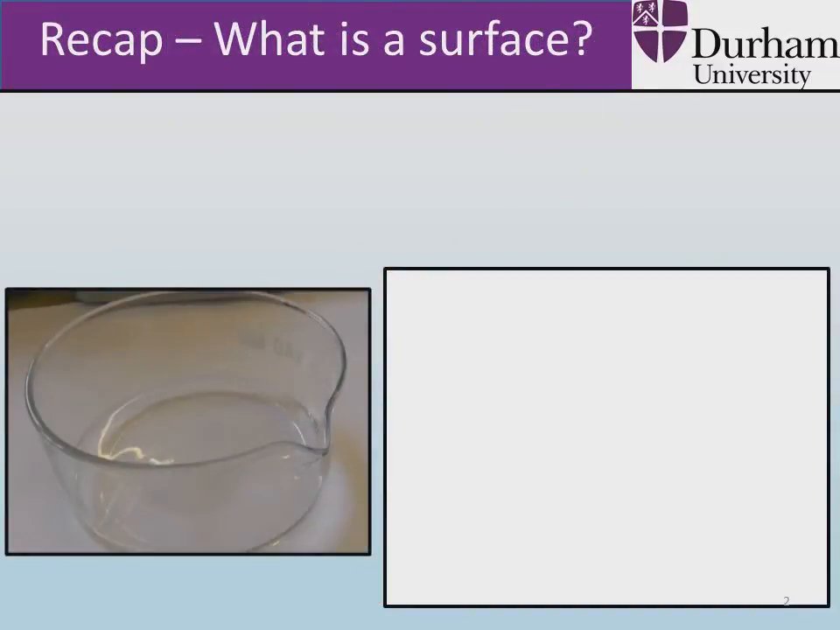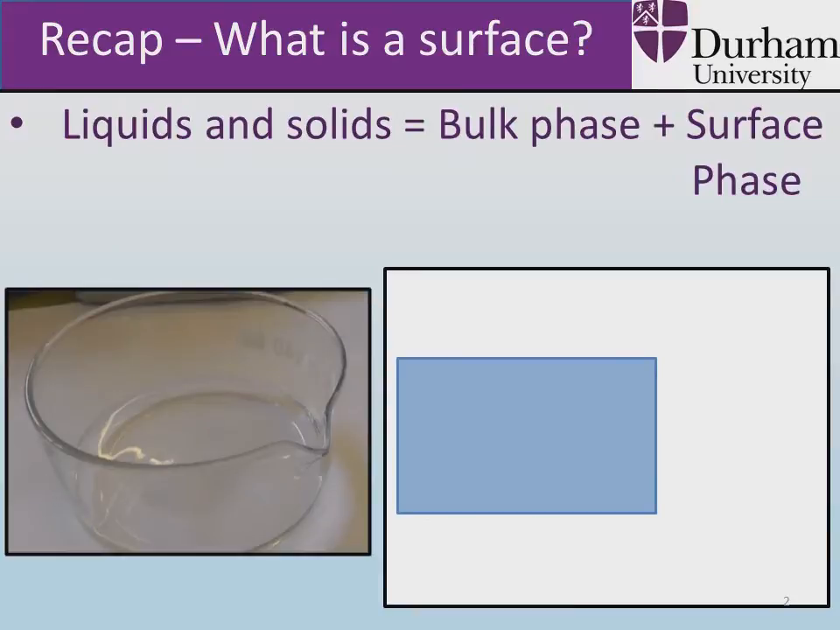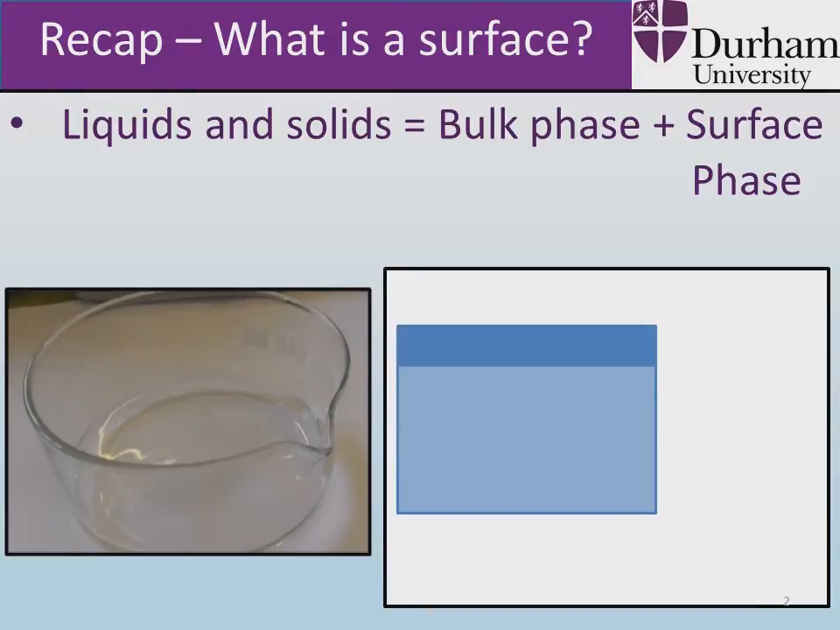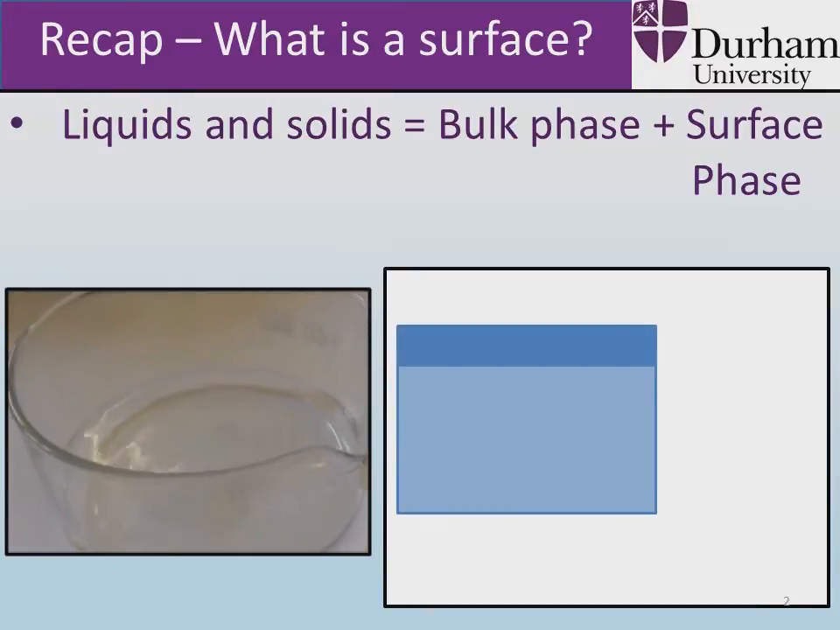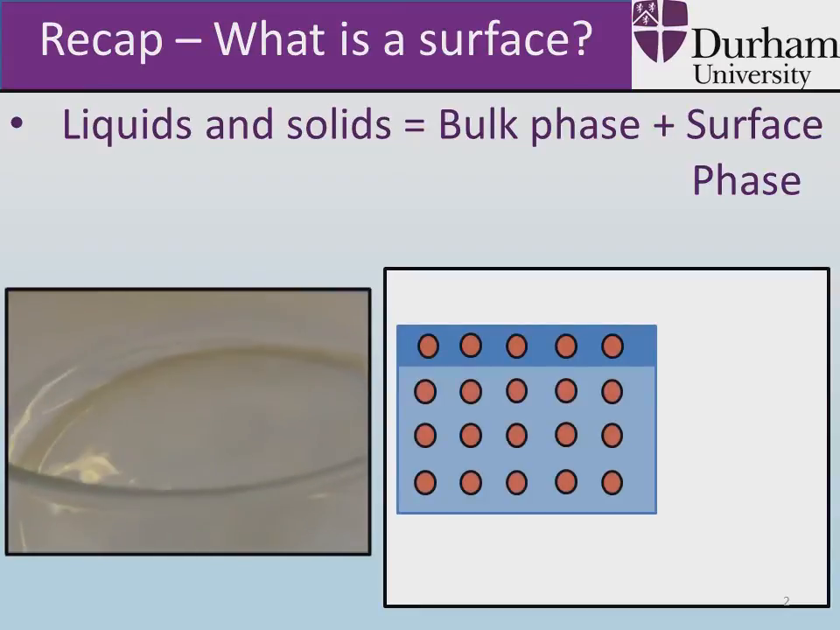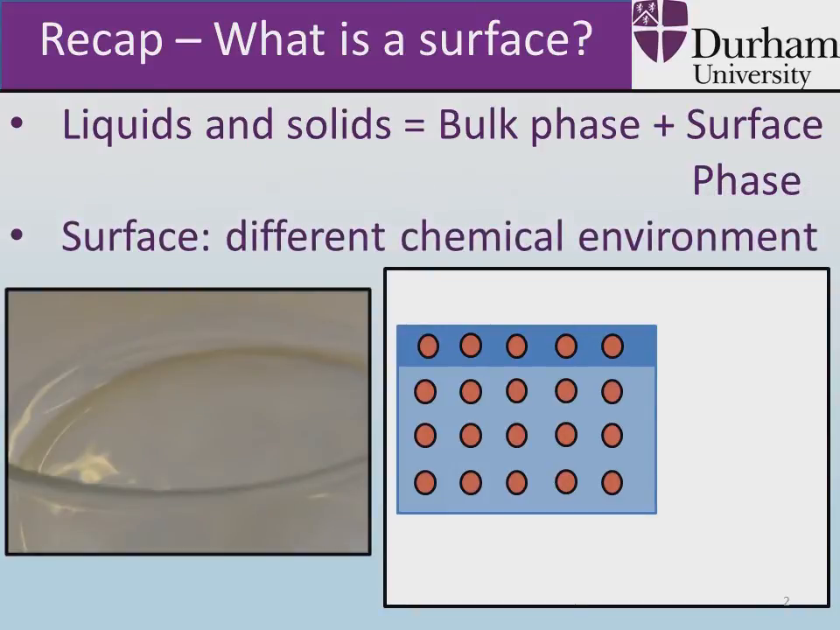Let's remind ourselves about what a surface is. Any liquid or solid consists of a bulk phase and a surface phase. The surface phase can be made of the same material as the bulk, in which case the surface atoms will be the same as the rest of the material, like in water.